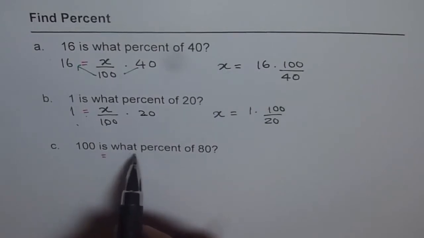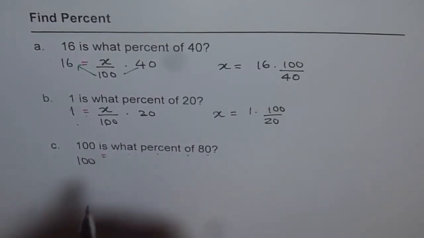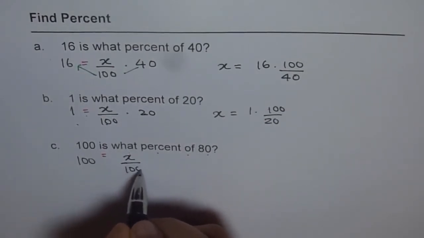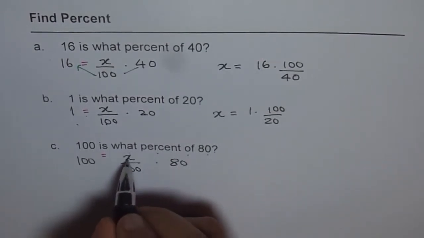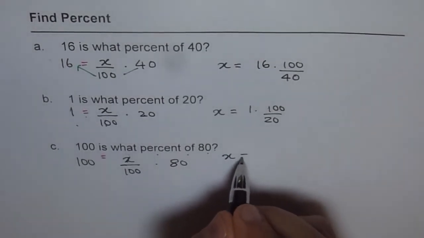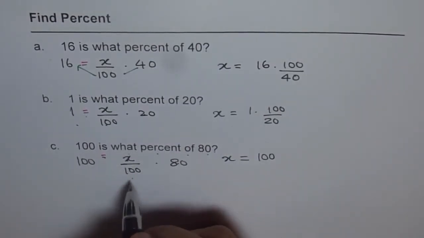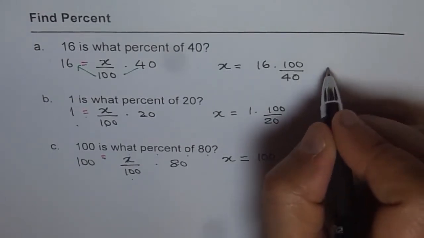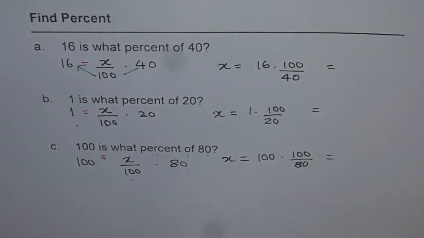Similarly, we'll do the last one. 100 is what percent of 80? So we say 100 equals to what percent? We don't know. X percent. X over 100 of means multiply 80. To find x, what are we going to do? X equals to 100, multiply by 100, divide by 80. So that is how you are going to solve these questions. Do you understand? Now use your calculator, find your answer.